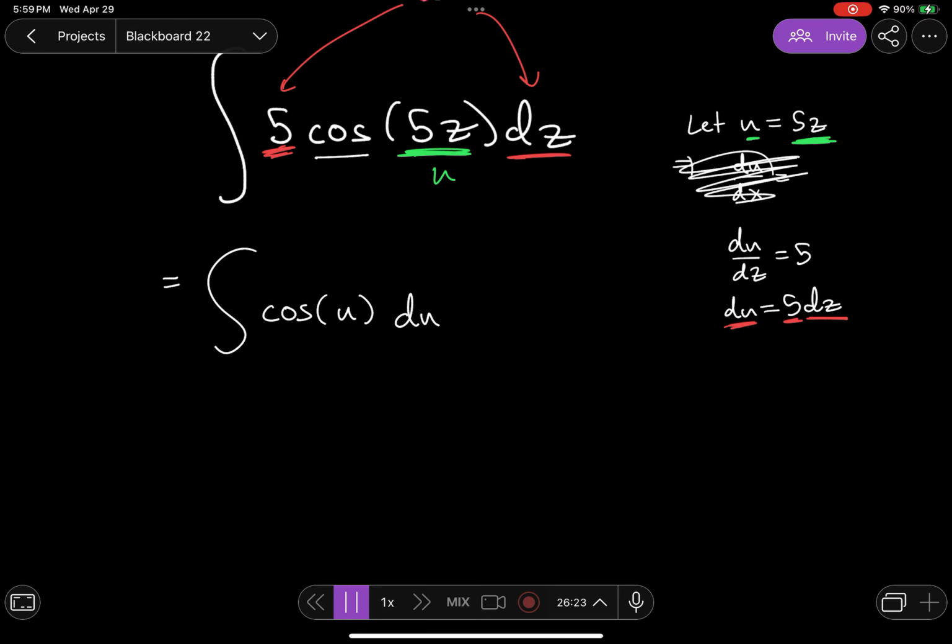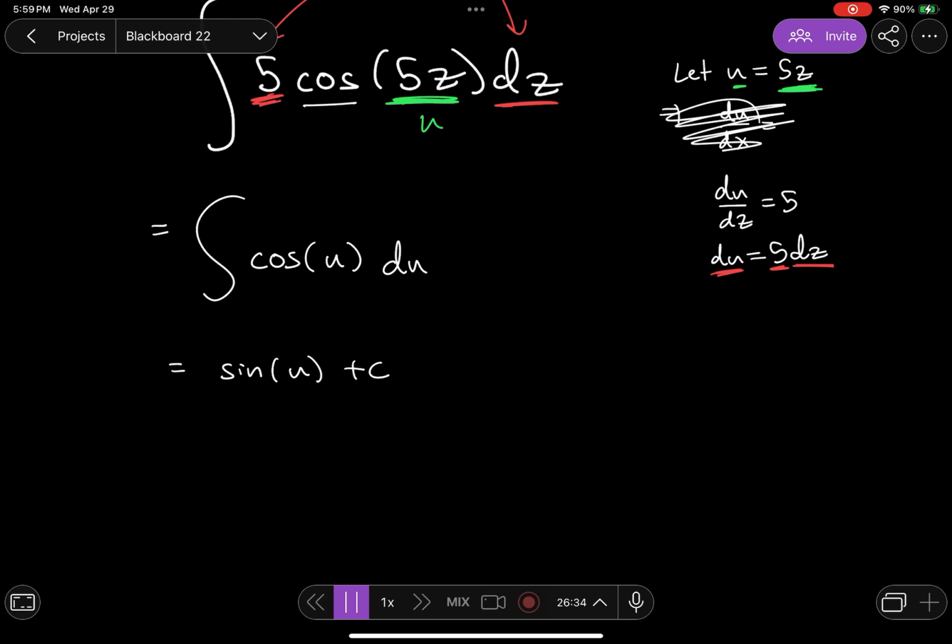Now I want to find a function whose derivative is the cosine of u, but I think we all know and love that function. That's going to be the sine of u plus c. But again, I don't want to answer an English question in French, so I want to sub back in my definition of u.